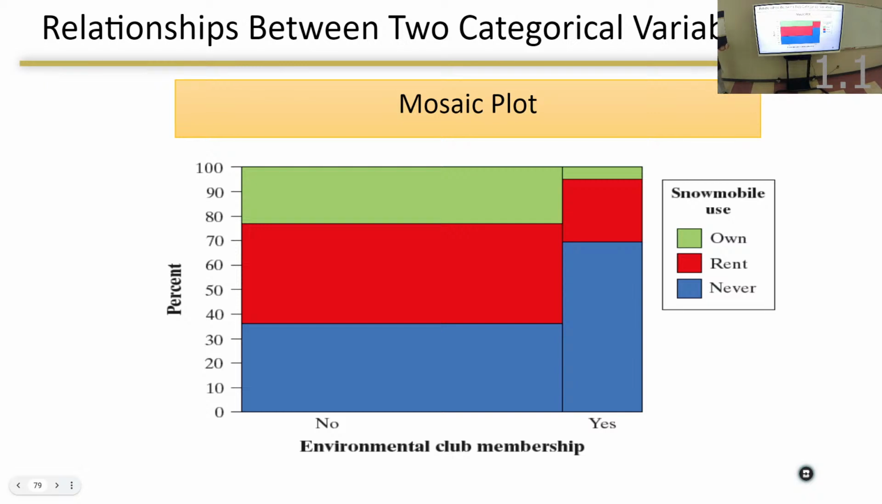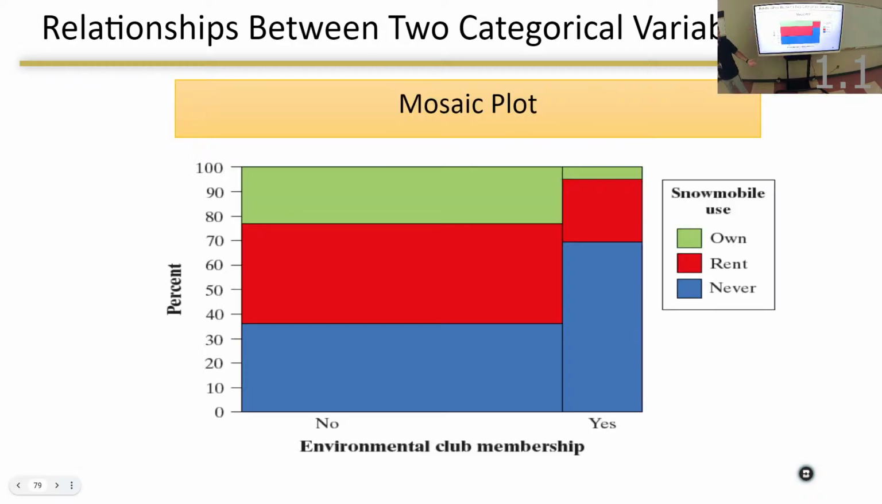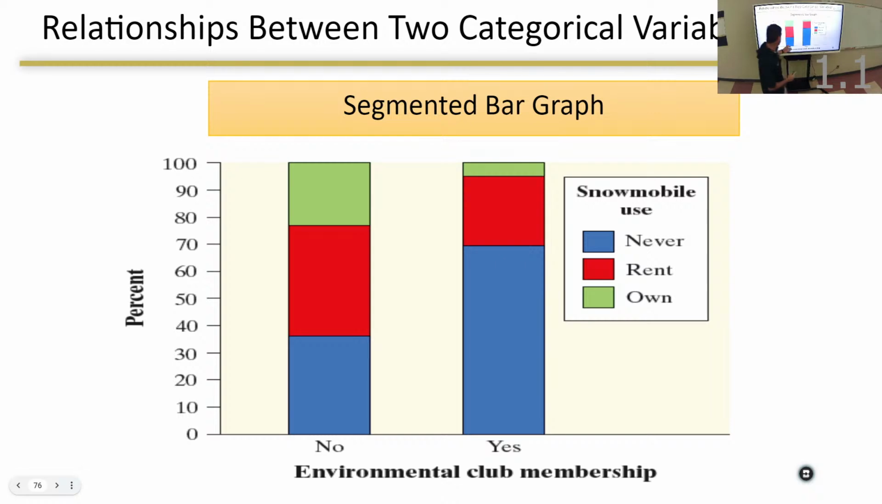They added that to my previous work. Modified segmented bar graph uses the width of a rectangle proportional to those numbers. So it's just like this one. It's just like this. The height is just like.